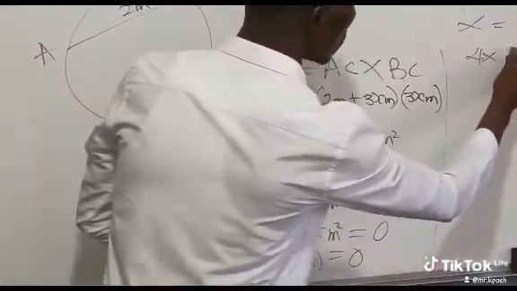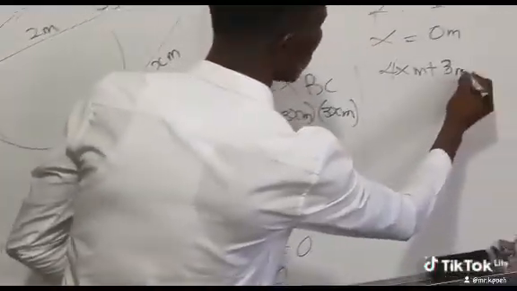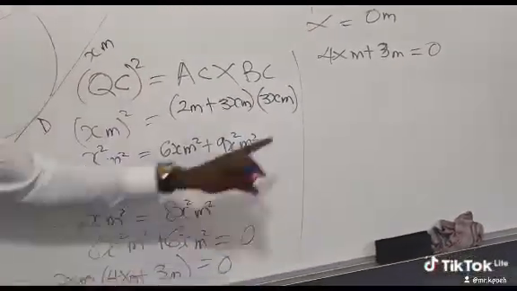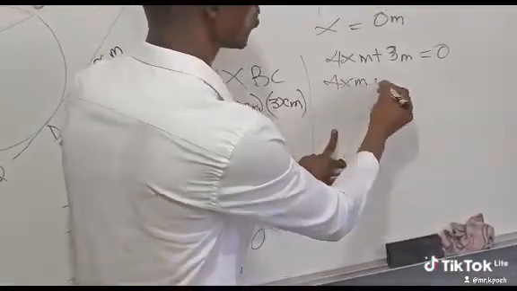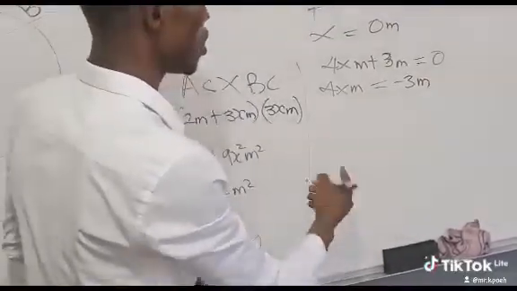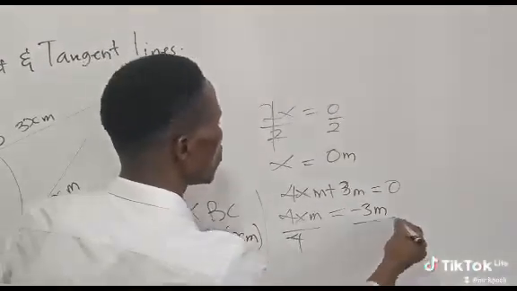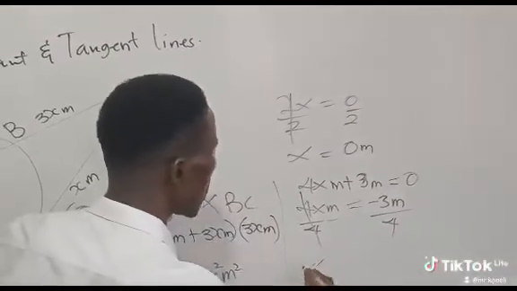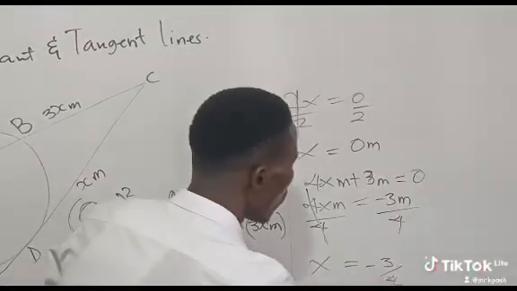4x plus 3 equal to 0. So I want to find x. So I'll keep the 4x on the side. I'll say here we have negative 3. Negative 3, and divide both by 4. Divide both by 4. And then I'll have x. This x will be equal to negative 3 over 4.